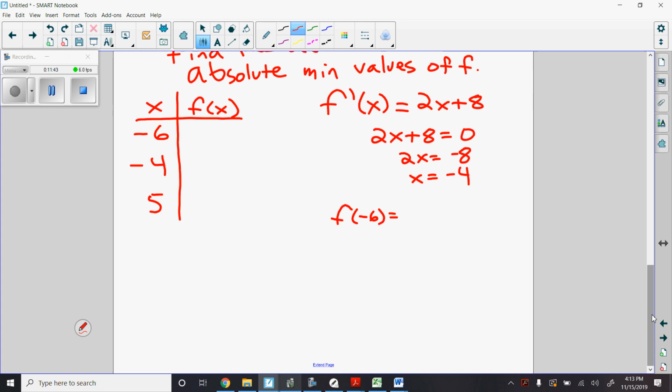So I'm going to find f of -6, as well as f of -4, as well as f of 5. I have to find all of those. And if I had more critical points that were on that interval, I'd have to test them too. I must test every critical point on the interval and every endpoint. Okay, so let's start with f of -6.